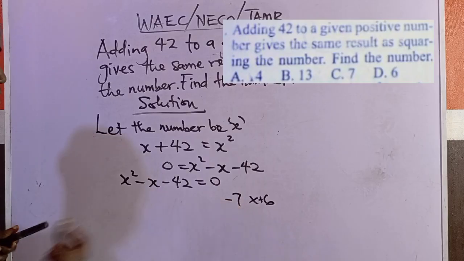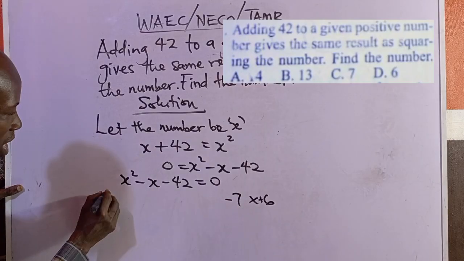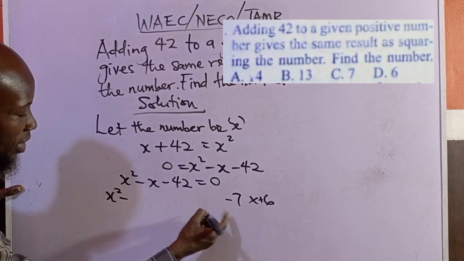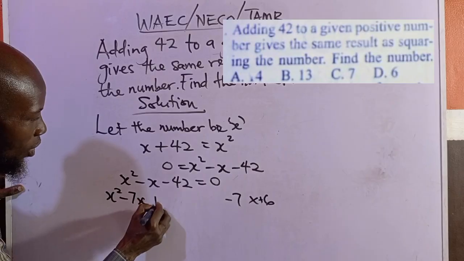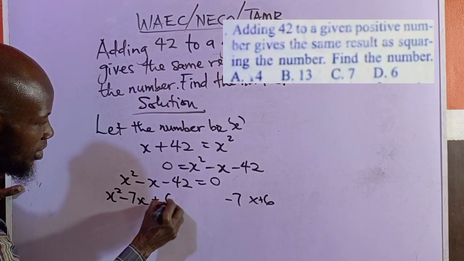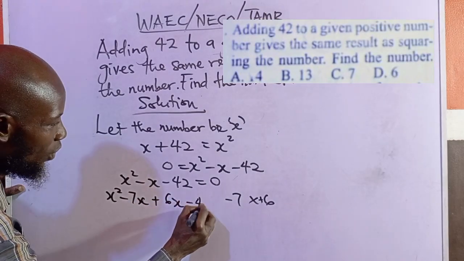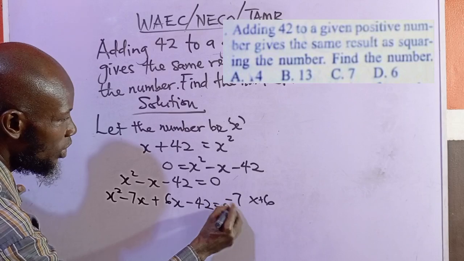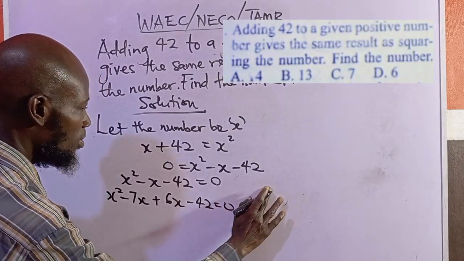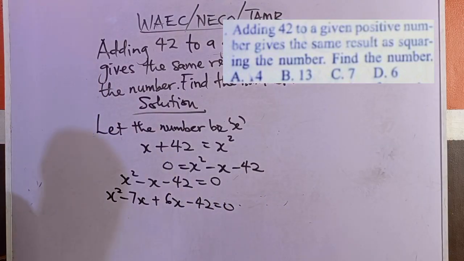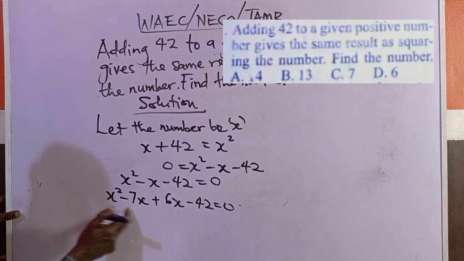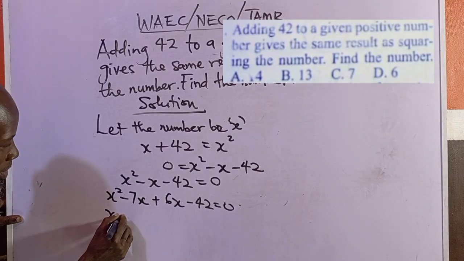So now we can use this. We have x squared minus 7x plus 6x minus 42. Everything equals what? 0. I hope you are getting it. Now, let's factorize.